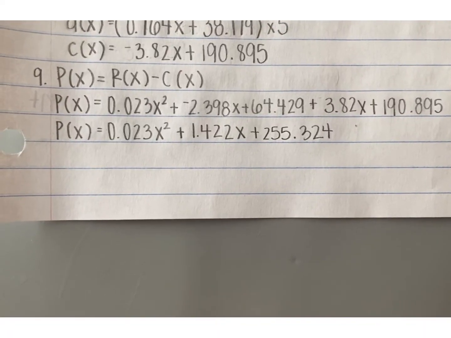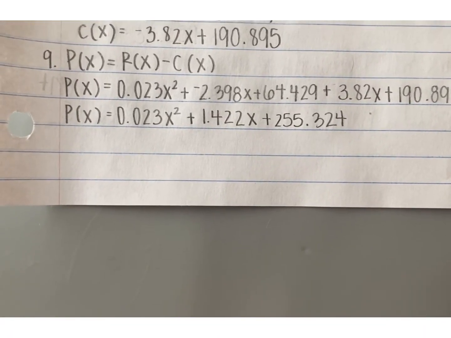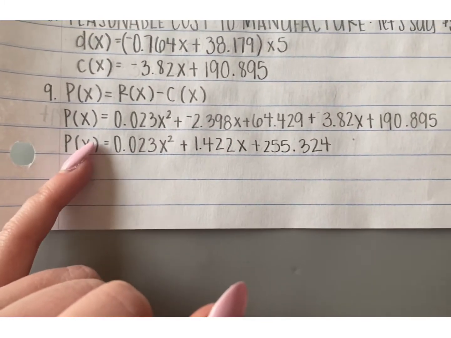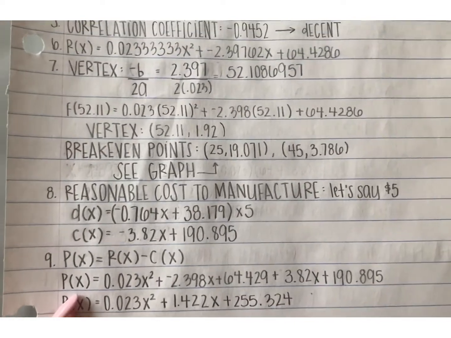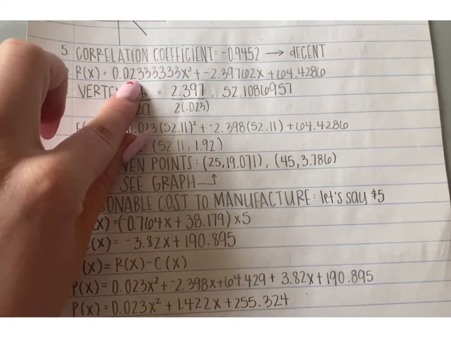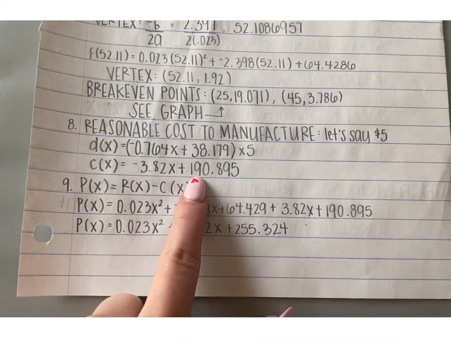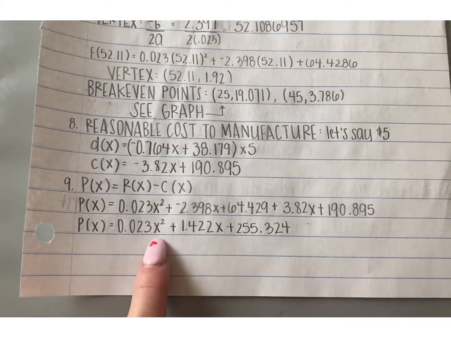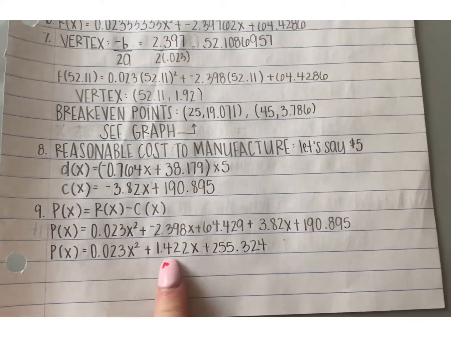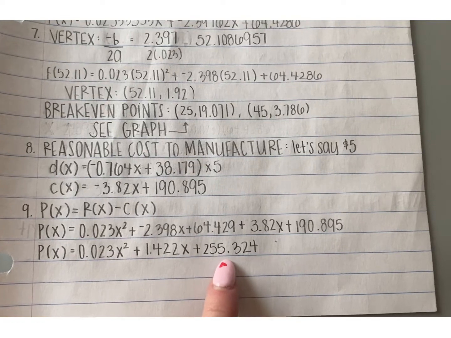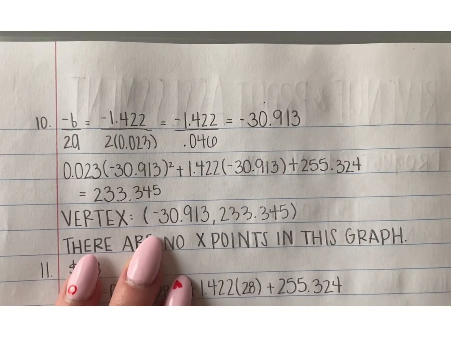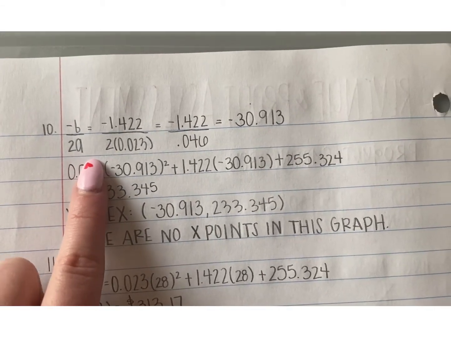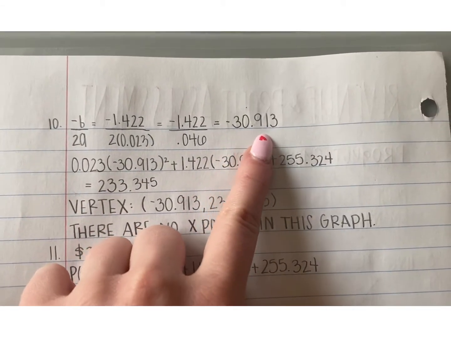And then in order to find the profit equation, profit is revenue minus cost. So we do this equation minus this equation. So we put it all together and then we simplify it. So we get 0.023x squared plus 1.422x plus 255.324. We then do the vertex formula again, so negative b over 2a, and we get negative 30.913.